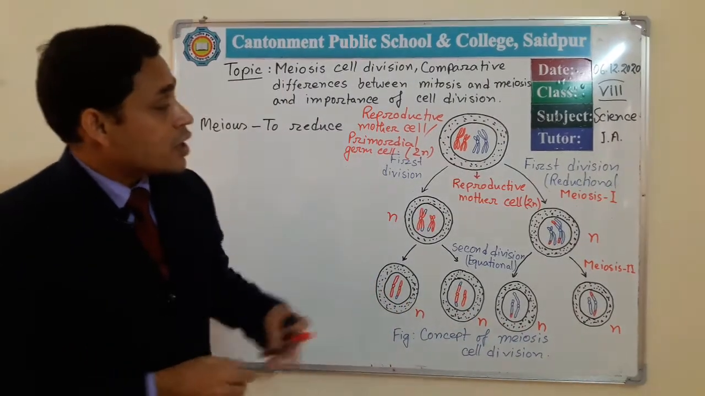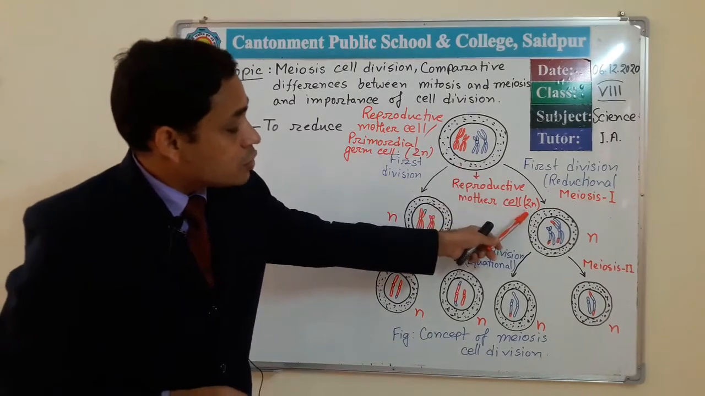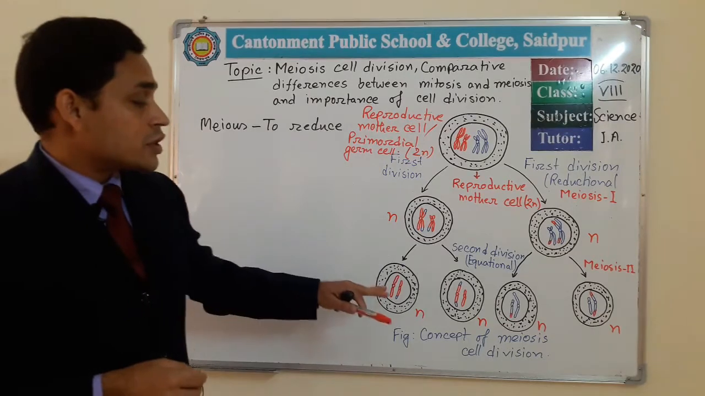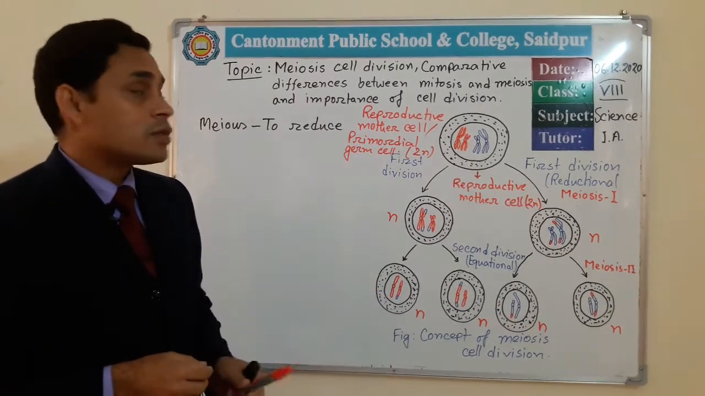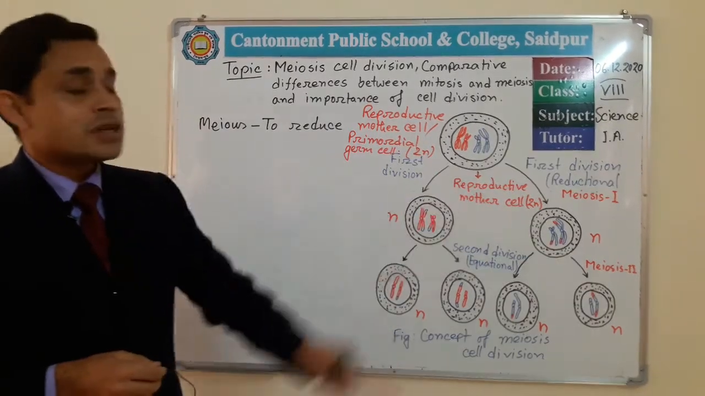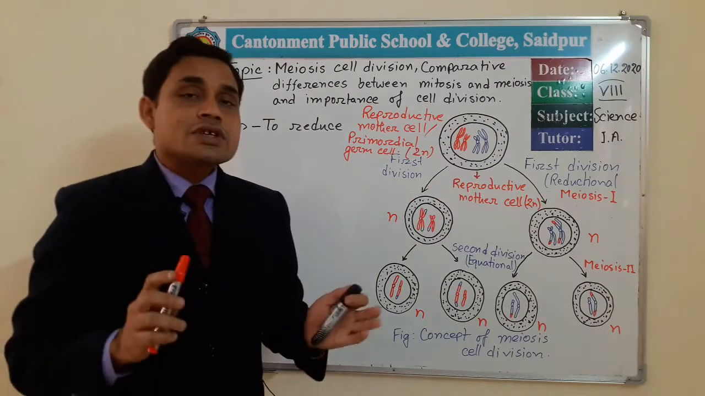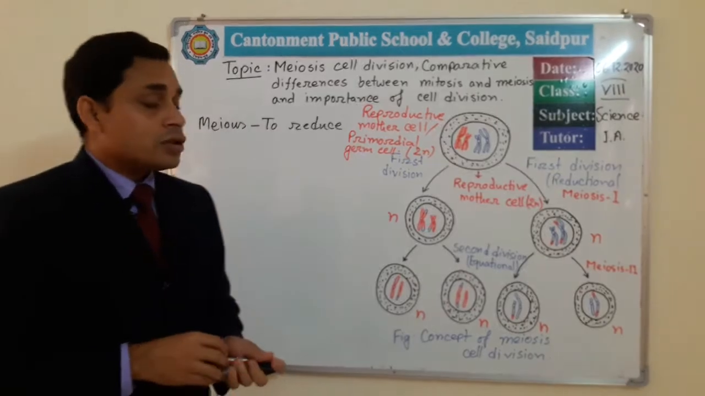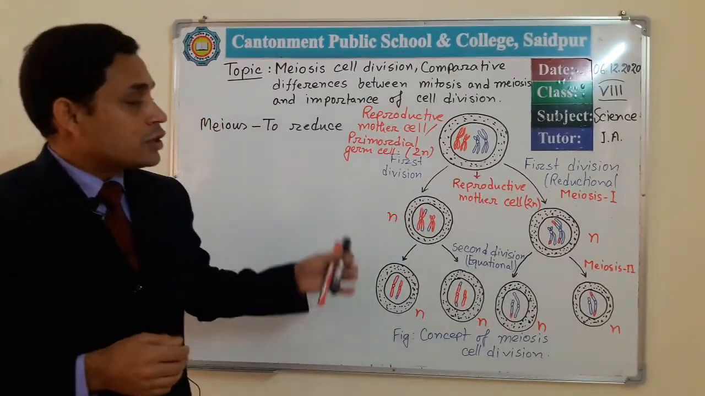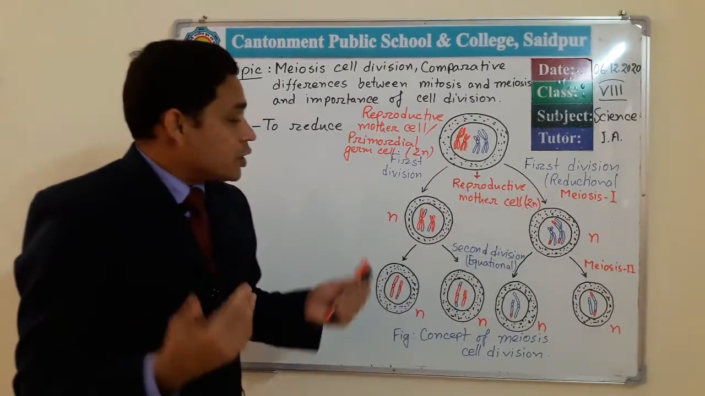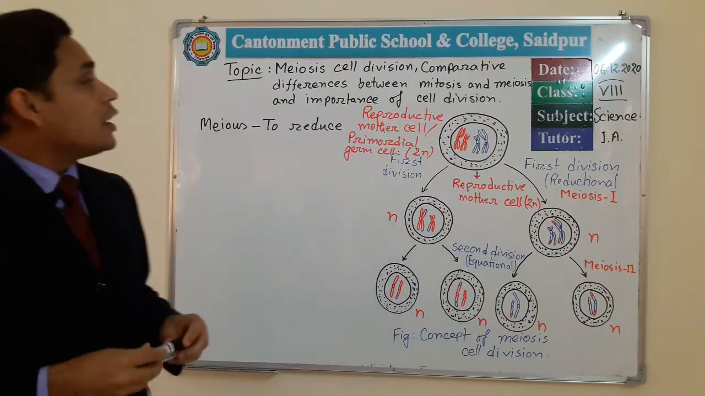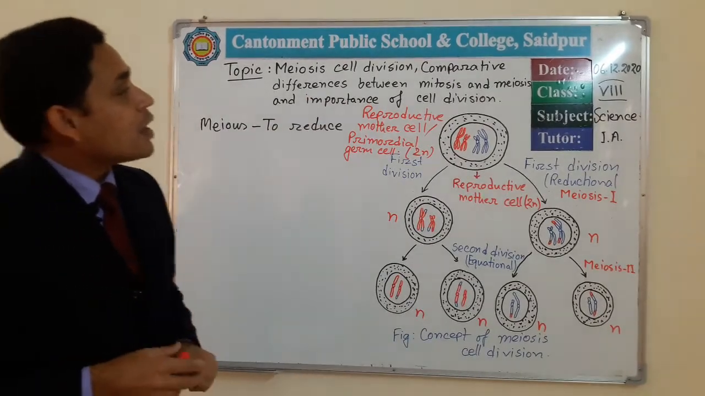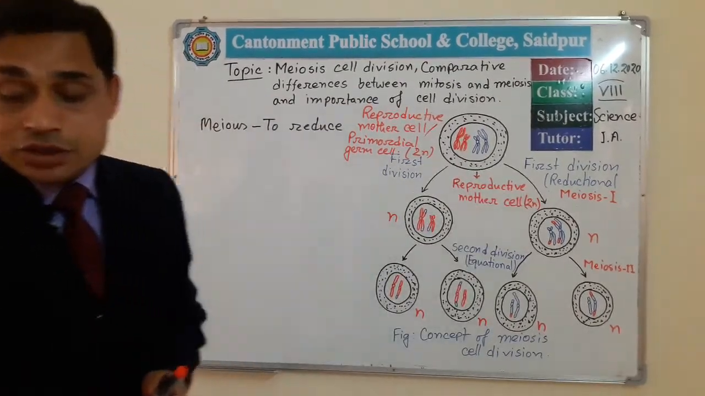Why haploid? Because here it bears 2n number of chromosomes, but finally it bears n number of chromosomes. So of the 4 daughter cells, each bears half the number of chromosomes compared to its mother cell. This is meiosis cell division. This is all about meiosis cell division, and when you go through your book, your concept will improve more. And now the comparative differences between mitosis and meiosis cell division.